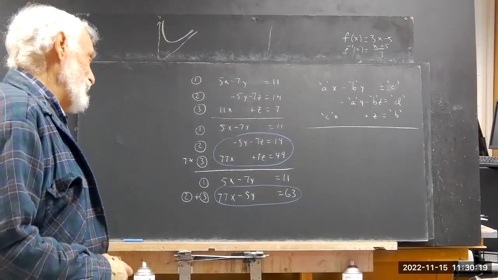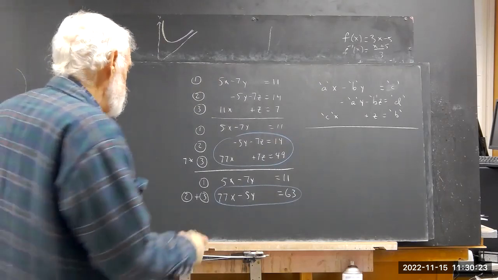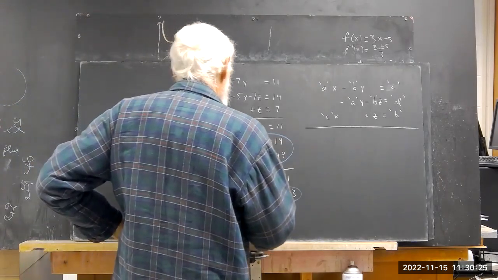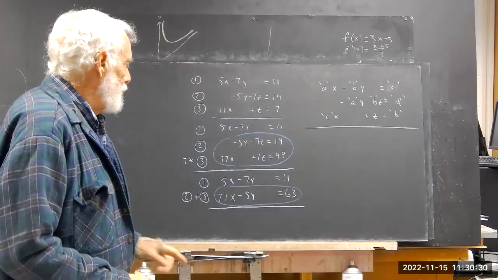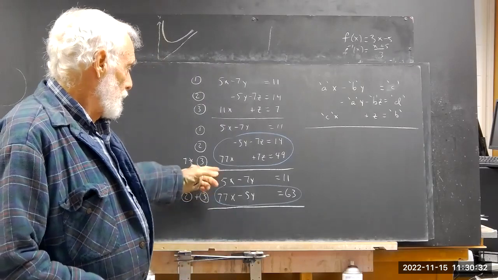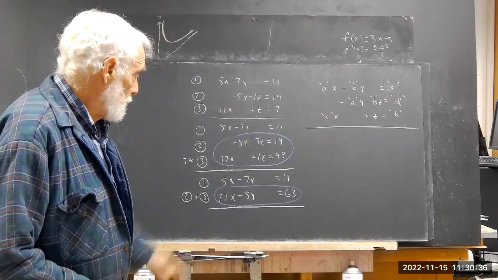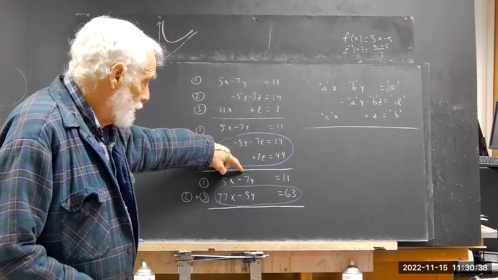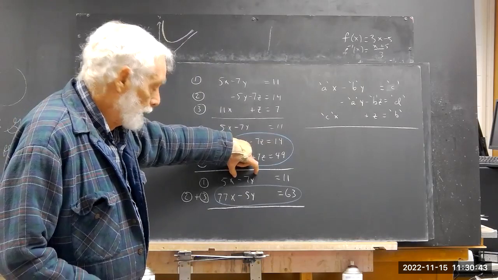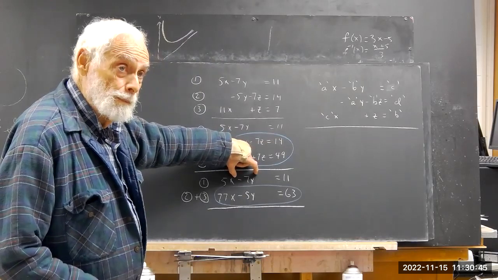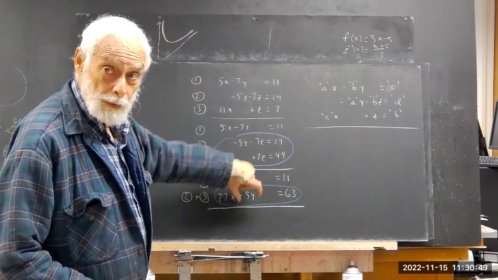Now things get a little complicated here, the numbers get nasty. But we're going to do it anyway. I want to eliminate a variable with these two equations. And the way I'm going to do that is I'm going to multiply this one by -5 and this one by 7. So multiply this by -5, I'm going to have a negative 35y. Multiply this by 7, I'll get a negative 35y.